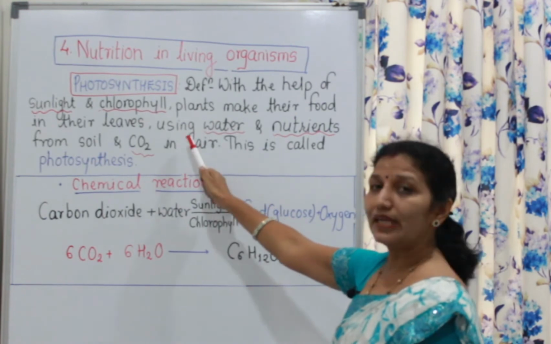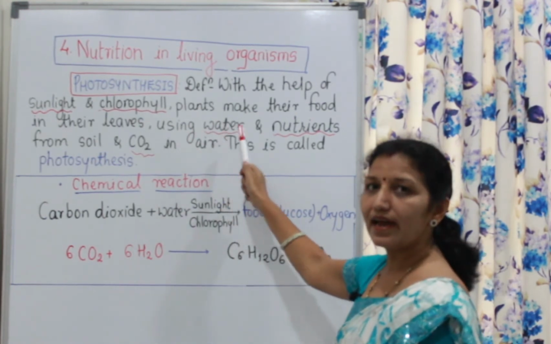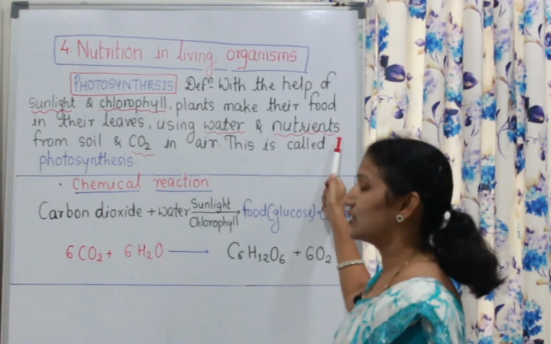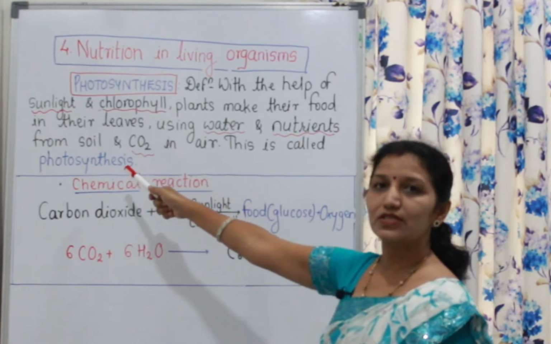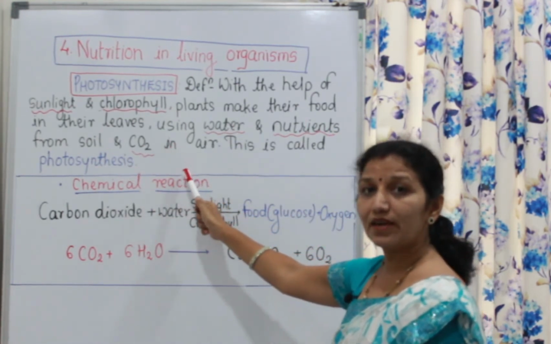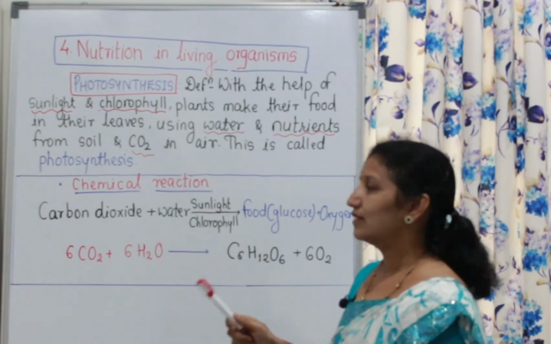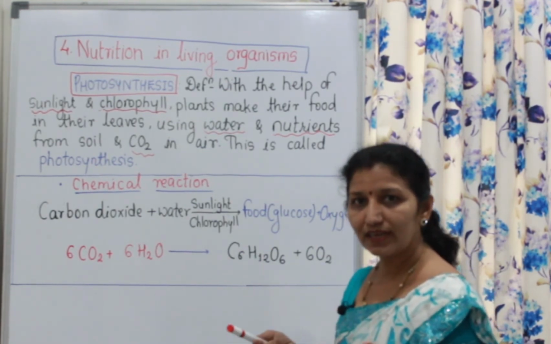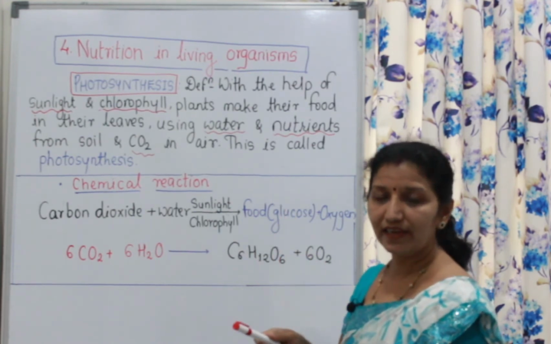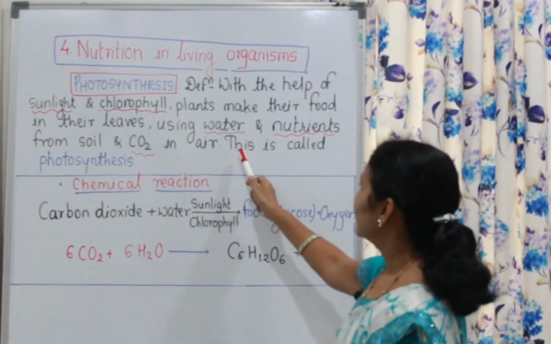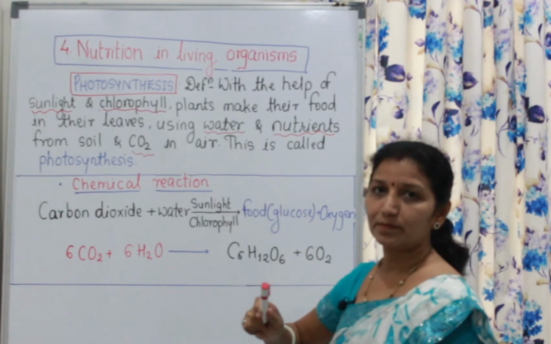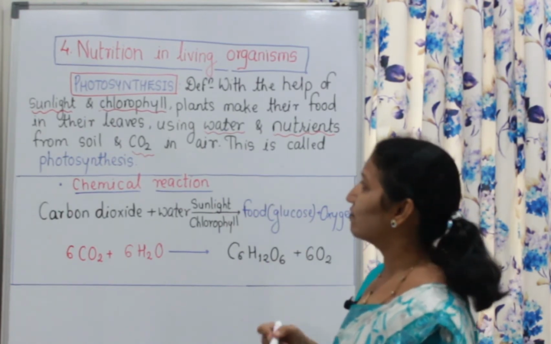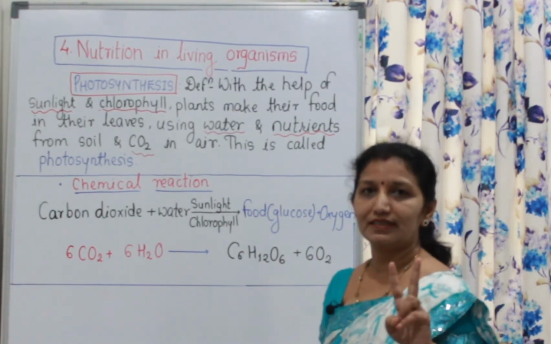And what do they use? They use water and minerals as well as nutrients from the soil and carbon dioxide from air. See, they get water and nutrients from the soil and carbon dioxide from the air, and there is production of food.